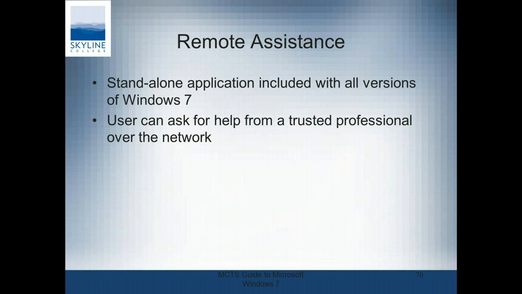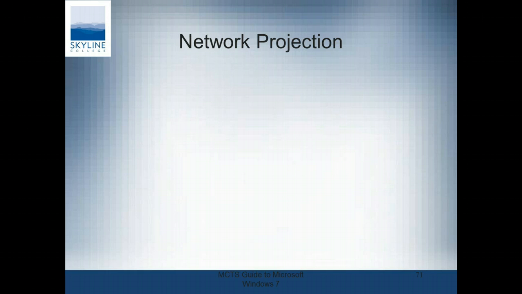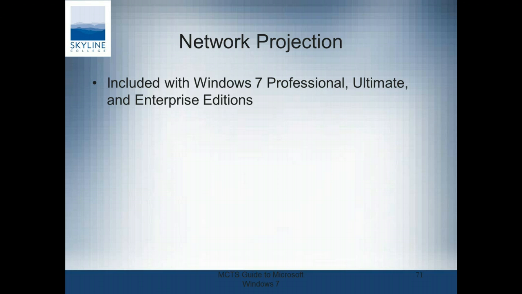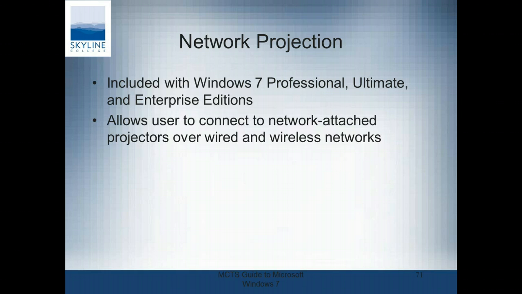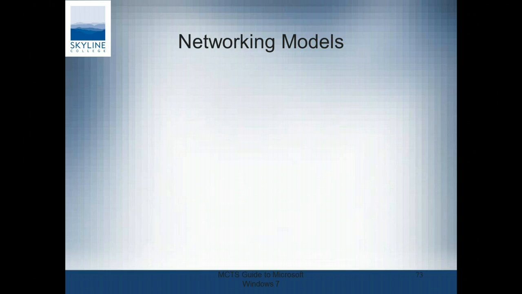You can ask for help from a trusted professional over the network, and these are generally going to be on your local network because what they typically are going to do is send the private IP address. Easy Connect allows it to be discovered. Projection, and this is something that they really talk about, allows you to find a projector on the network. Home groups we talked about a little bit earlier. We'll configure those when we get into the networking portion of the class.